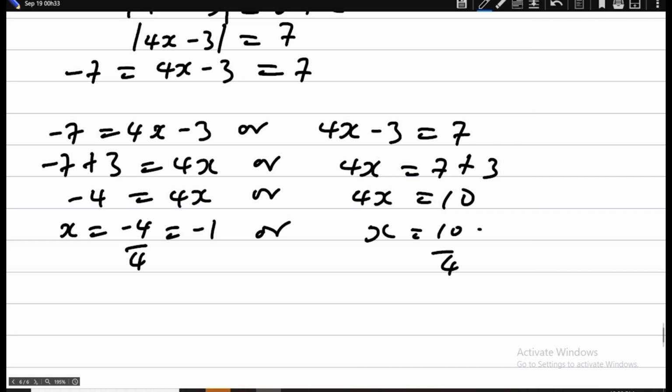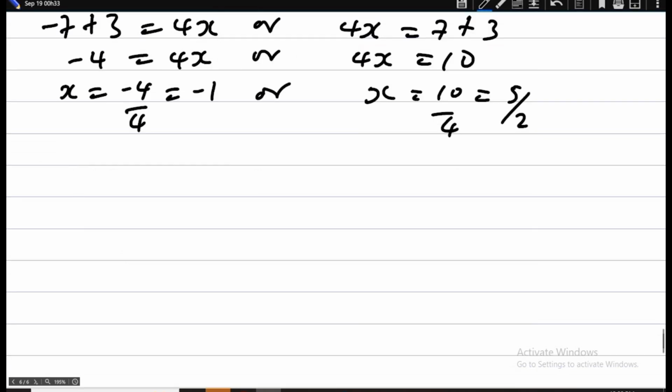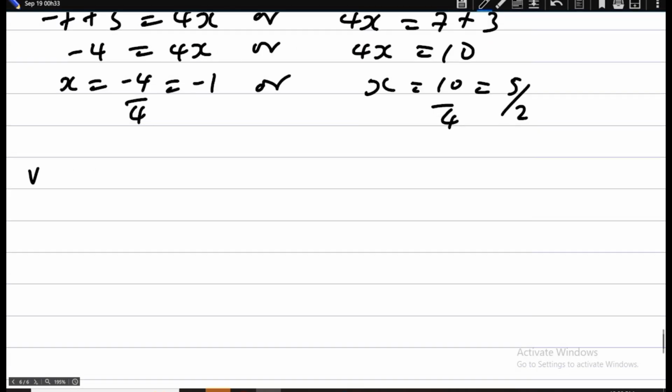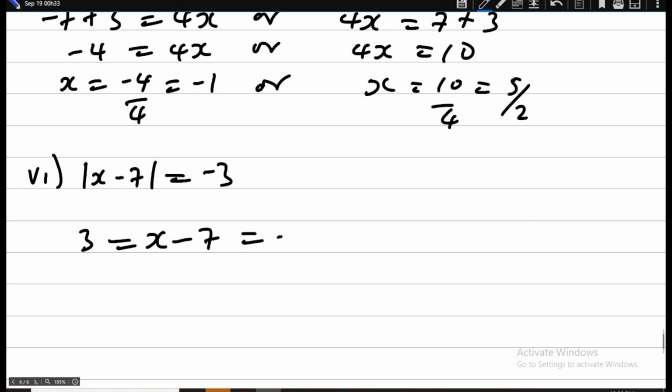We go to question number, I think, VI. Question number VI said that the absolute value of x minus 7 is equal to what? Minus 3. So this one is very simple. We can just say that 3, take the opposite of this side to the other side. So 3 is equal to, that is if you want to remove absolute value, 3 is equal to x minus 7, which is equal to what? Minus 3. So we separate that 3 is equal to x minus 7, or we say that x minus 7 is equal to what? 3.